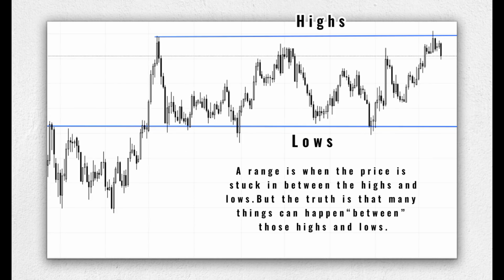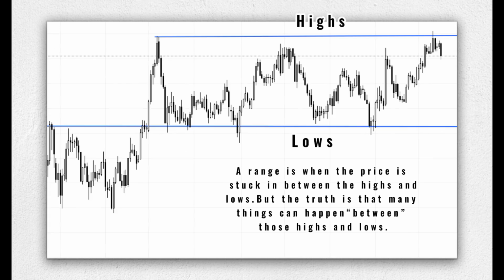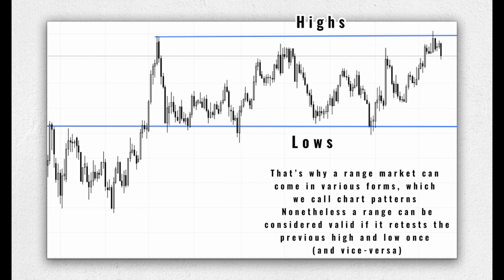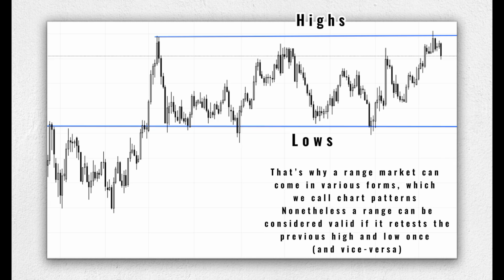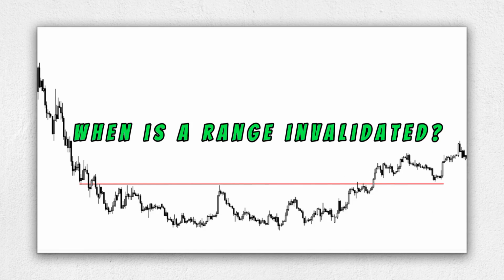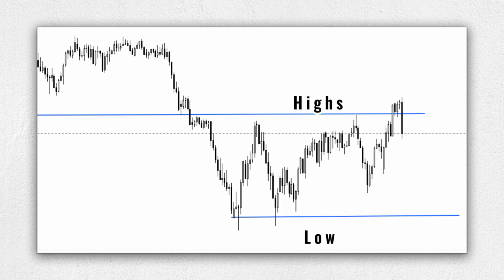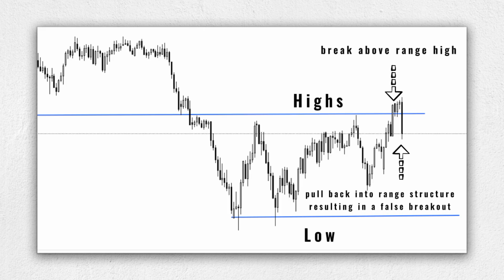Range. Recall, a range is when the price is stuck in between the highs and lows. But the truth is that many things can happen between those highs and lows. That's why a range market can come in various forms, which we call chart patterns. Nonetheless, a range can be considered valid if it retests the previous high and low once. So, when is a range invalidated? Beautiful question. It's similar to how we confirm trends when it makes a second higher high to confirm a new trend. For example, you might be thinking why a range isn't invalidated when it makes a new higher high. It can quickly go back into its range and become a false breakout and become the new range high.